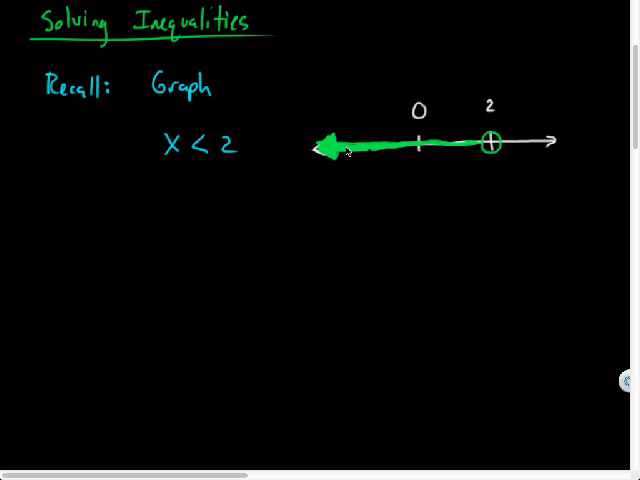So what this open circle means is that it is every point up to, but not including, 2.